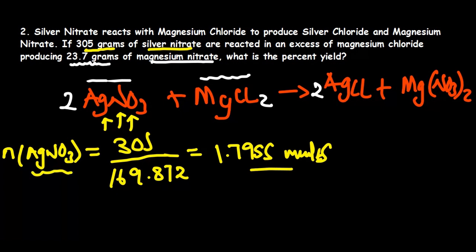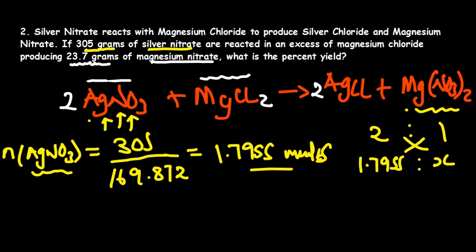Okay, so if I have my moles of silver nitrate, it means I can use them to find the moles of what? Magnesium nitrate there. So I'm going to get the mole ratio of this silver nitrate to the magnesium nitrate. So we see that the mole ratio there is just what? 2 to 1. So if I have these moles now of silver nitrate, how many moles of magnesium nitrate am I going to have?